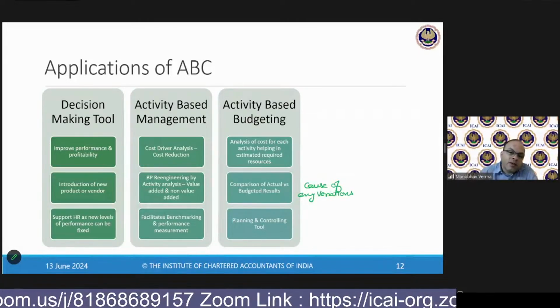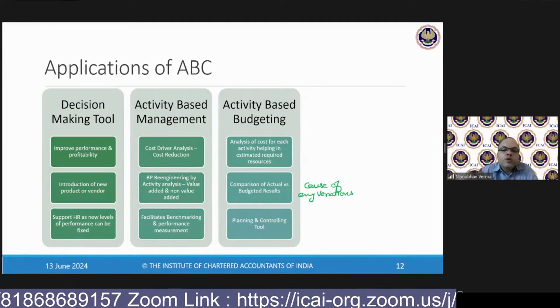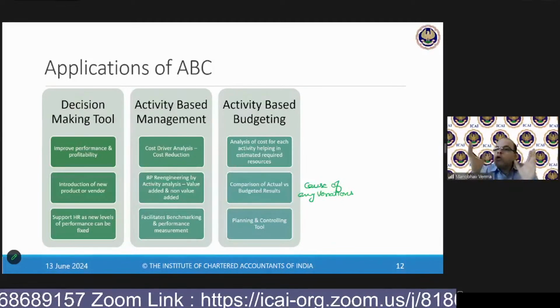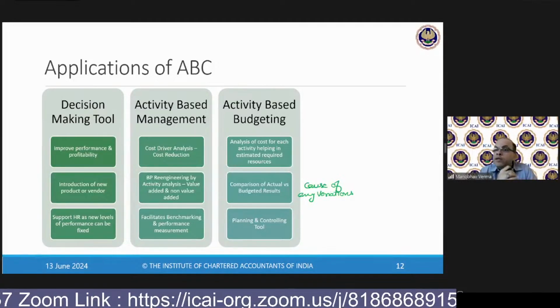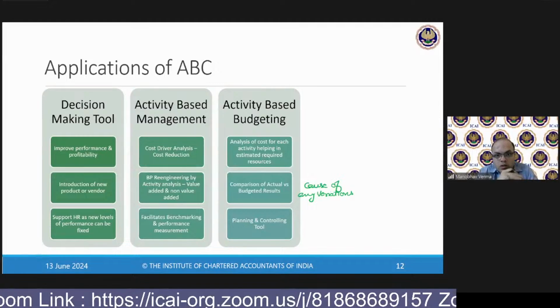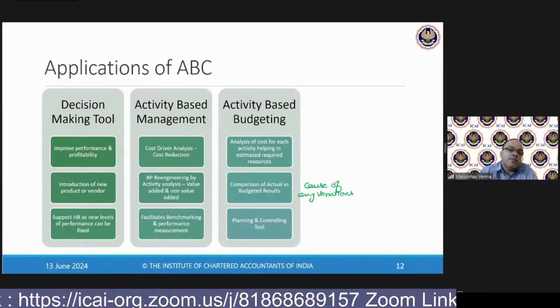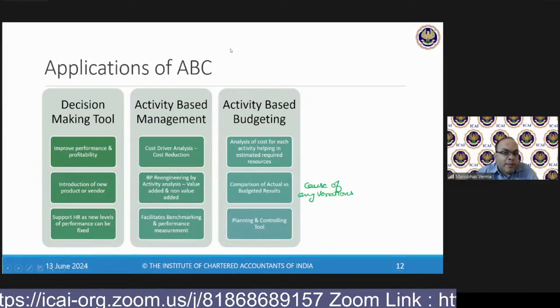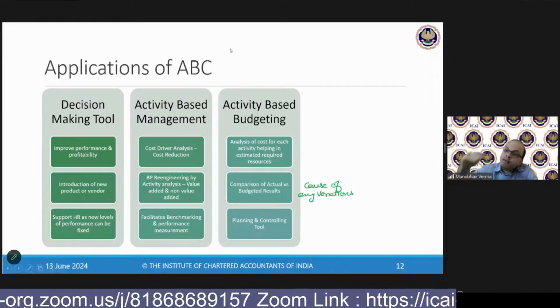And that is why we are saying that analysis of the cost for each activity helps you in overall planning as well, in understanding the estimated requirement of resources. So all that is clubbed under activity-based budgeting here. So these are important applications which management can use once the ABC is implemented.